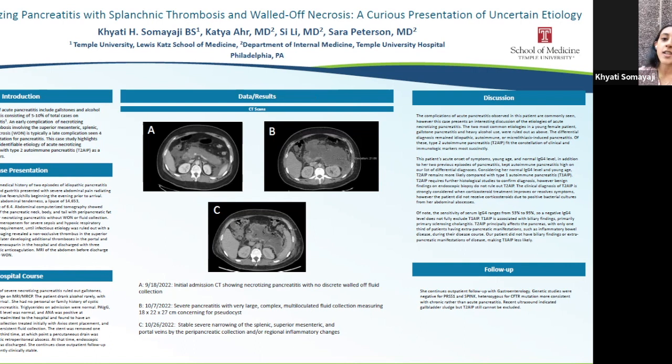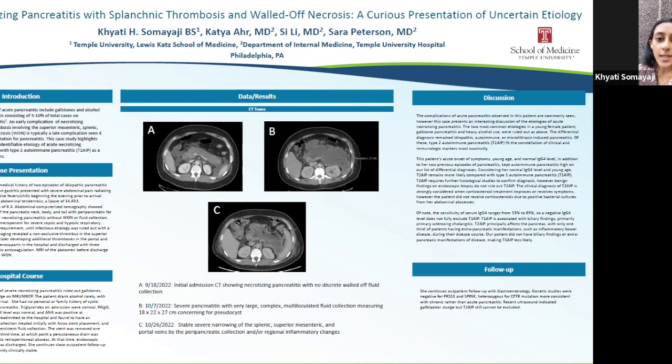So I'd like to draw your attention to the discussion here, mostly figuring out what was the etiology of this. You can have a lot of complications of acute pancreatitis, especially with her thrombosis and walled-off necrosis. But in such a young patient, the two most common things we think of are gallstones and alcohol use, although both were ruled out. So at this point, the differential diagnosis was idiopathic, autoimmune, and microlithiasis-induced pancreatitis, so even a gallstone smaller than what we could have seen on typical ultrasound imaging.